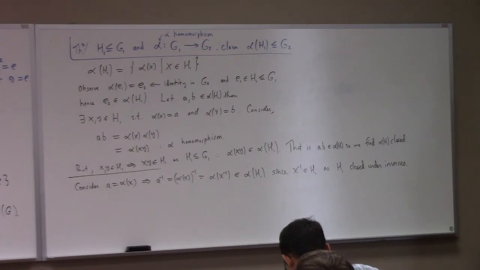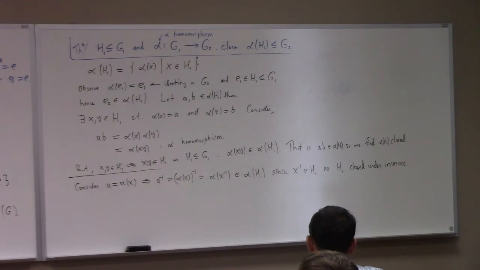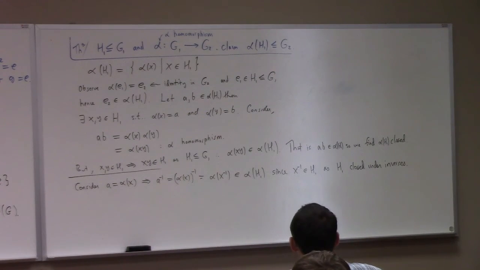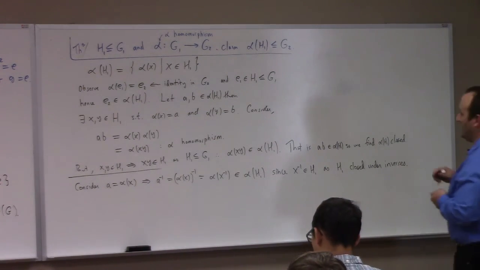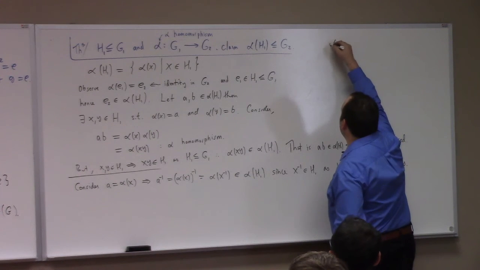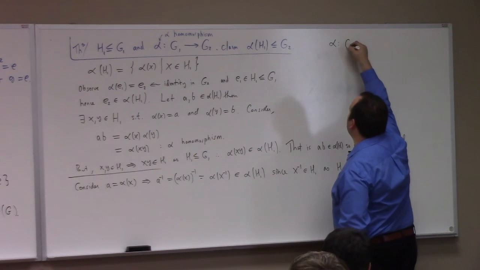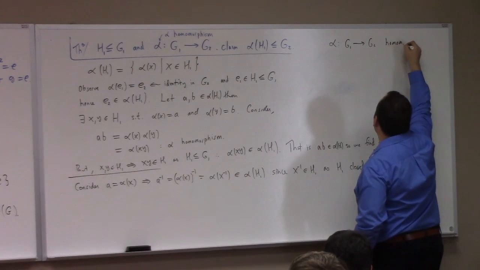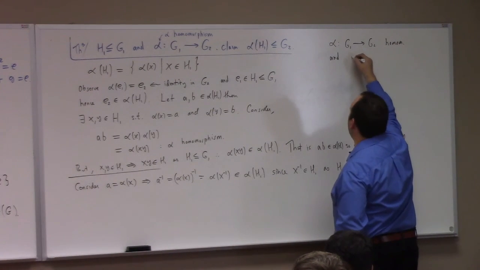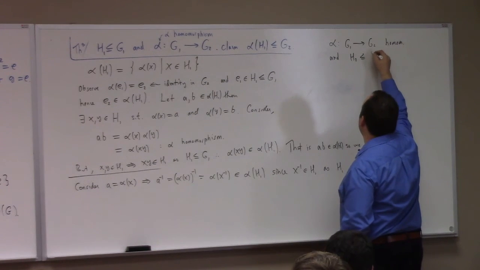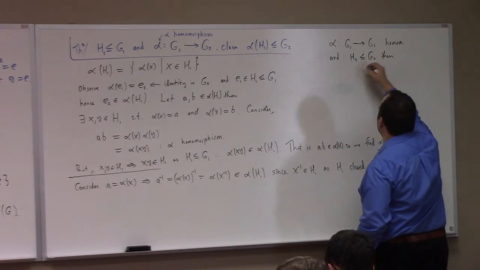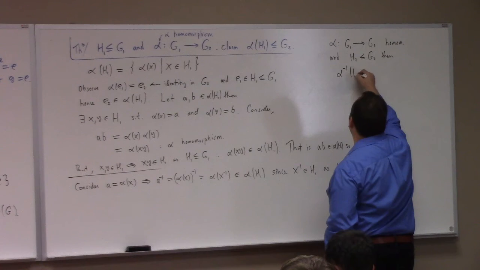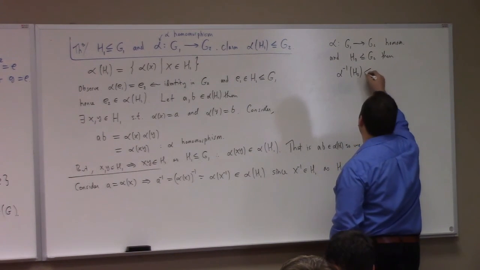It's a subgroup by the subgroup test, right? Now, there's a corresponding partner problem to this, the inverse image. We also have this corresponding theorem. If we have alpha from G1 to G2 a homomorphism, and if H2 is a subgroup of G2, then alpha inverse of H2, the inverse image of H2 under alpha, is a subgroup of G1.